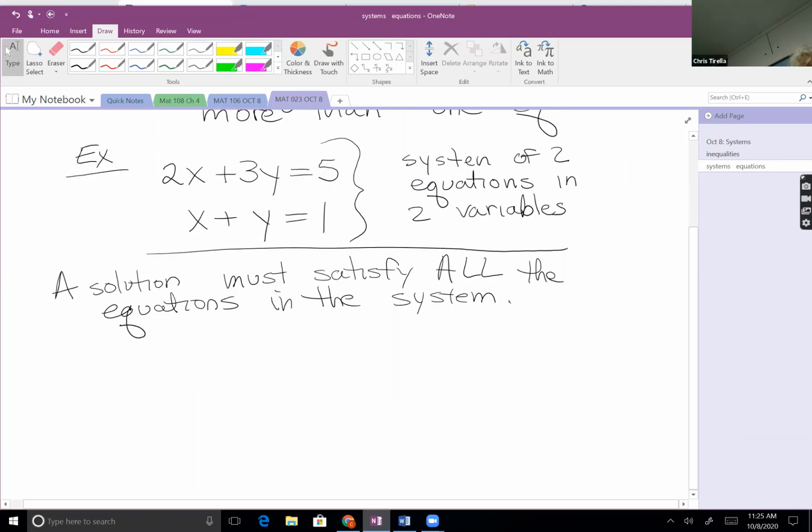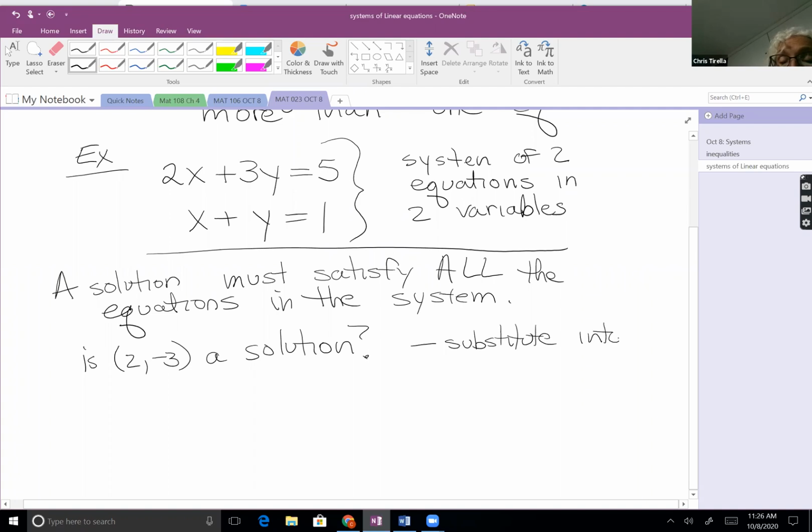So if I look at that system above, I might ask, is (2, -3) a solution of the system? The way in which I'm going to check is I'm going to substitute into both equations.